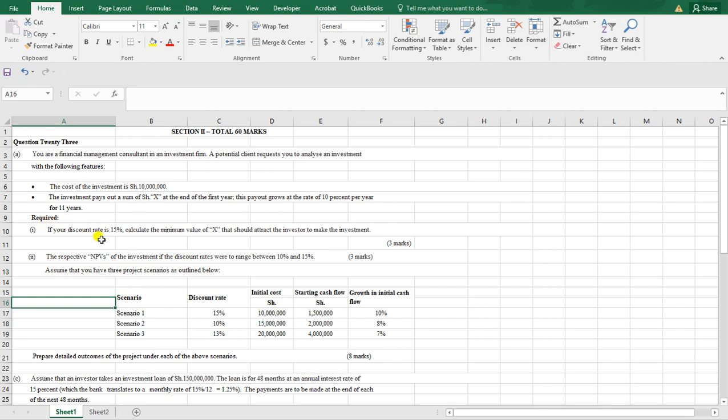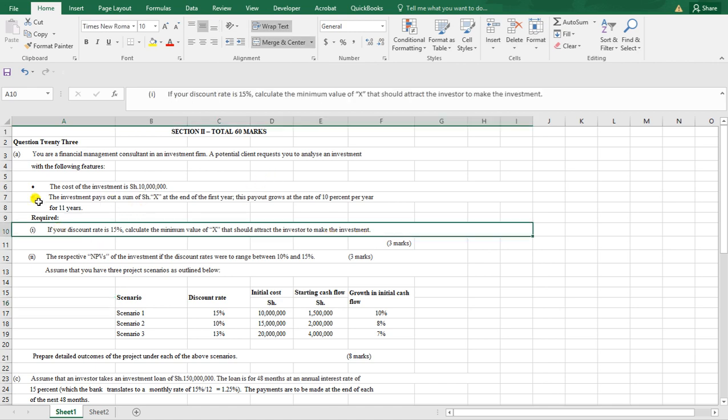Required here, you're told that if your discount rate is 15%, calculate the minimum value of X that should attract the investor to make the investment. Anytime you're handling the concept of NPV with our knowledge of financial management, if I told you to look at the minimum value that we should have for us to attract that investment, of course, we are looking at the break-even point, right? Where my NPV is equal to 0. When our NPV is equal to 0, that simply describes that the present value of our cash inflows is equal to our total initial cost. So ideally here, we'll want to look at a minimum value of the first year, X, that should attract the investor to make the investment.